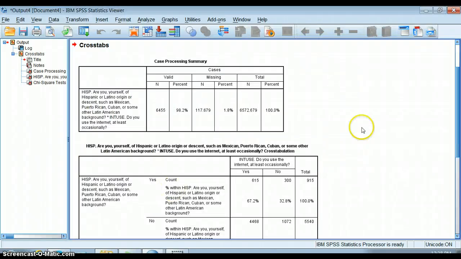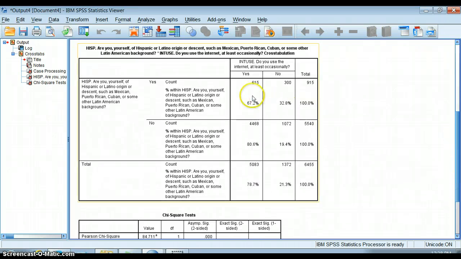So click OK, and what I get is the same output as for just a regular crosstab, right? So I get over here the valid percent, and then over here this little tidy crosstab, where I can see that about 67.2% of people who identify as Hispanic or Latino origin or descent use the internet, whereas about 80% of people who are not Hispanic use the internet, at least occasionally. Right, so if I'm just eyeballing this, it looks like quite a difference, more than 10%. But how do I know for certain that it's a difference?